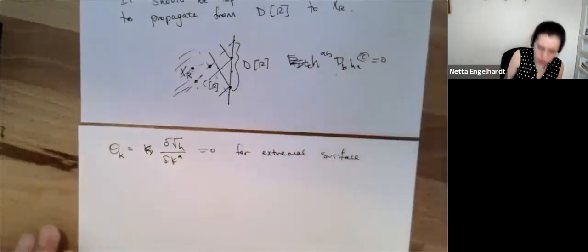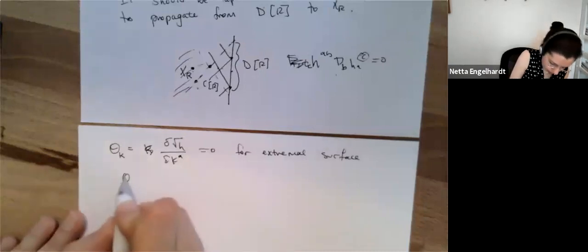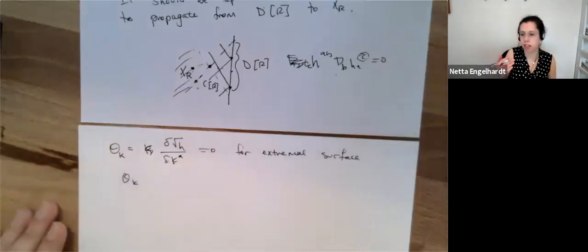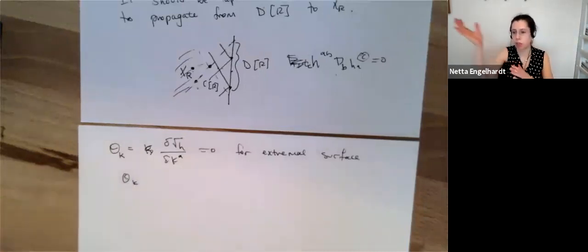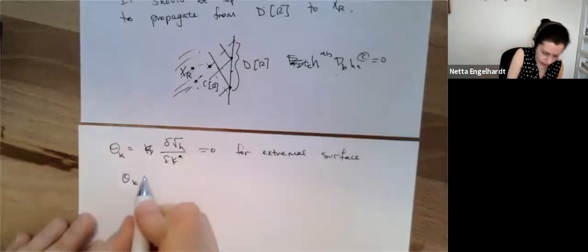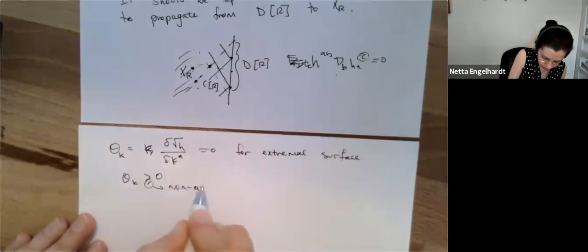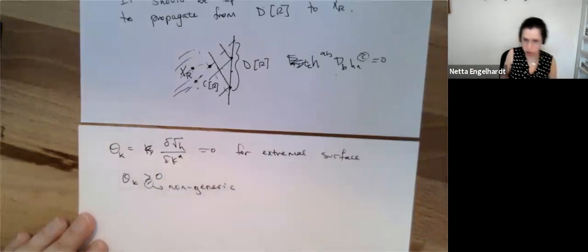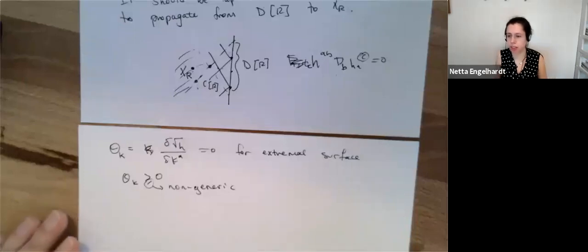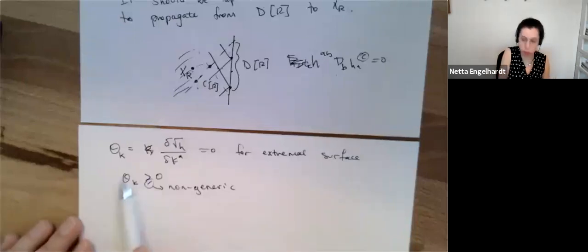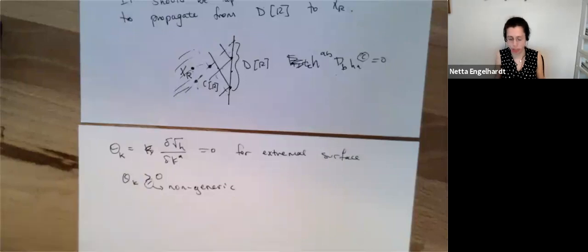And for the causal surface, theta_k, if k is a future directed null vector, let's say the one that points towards the boundary, then theta_k will be greater than or equal to 0, and the equal is non-generic. So you can see that they really generically don't coincide, because this very fundamental property has to be true.